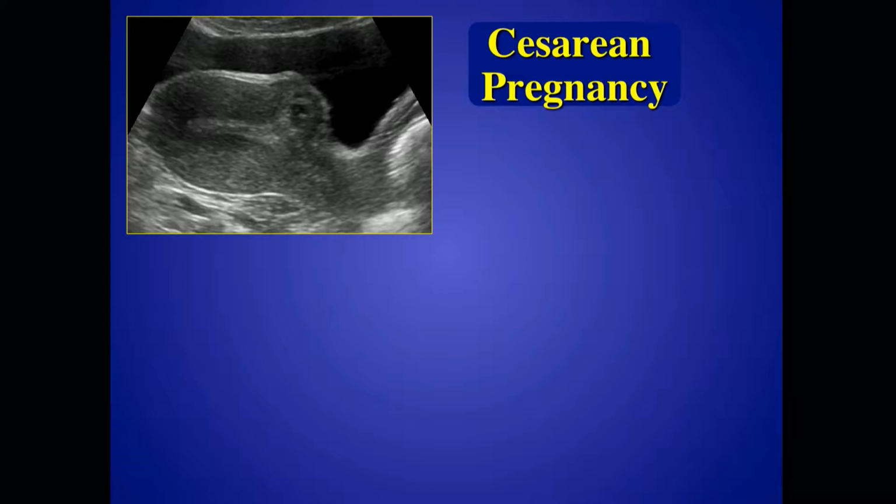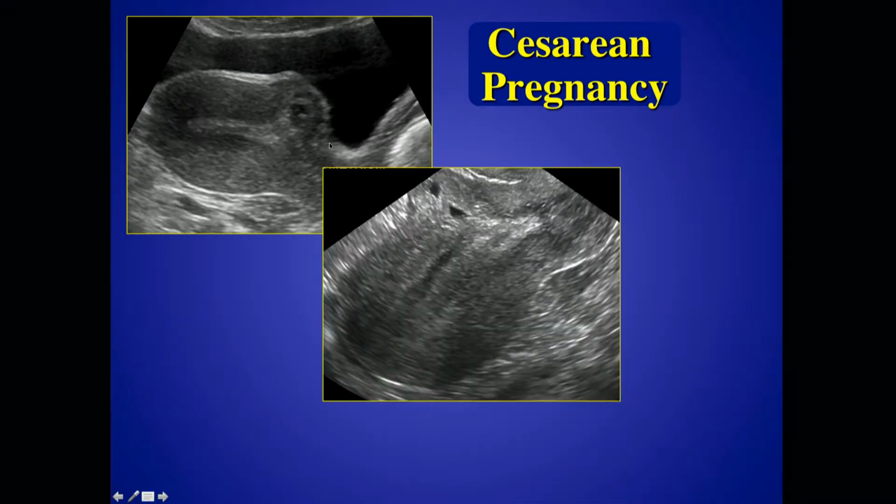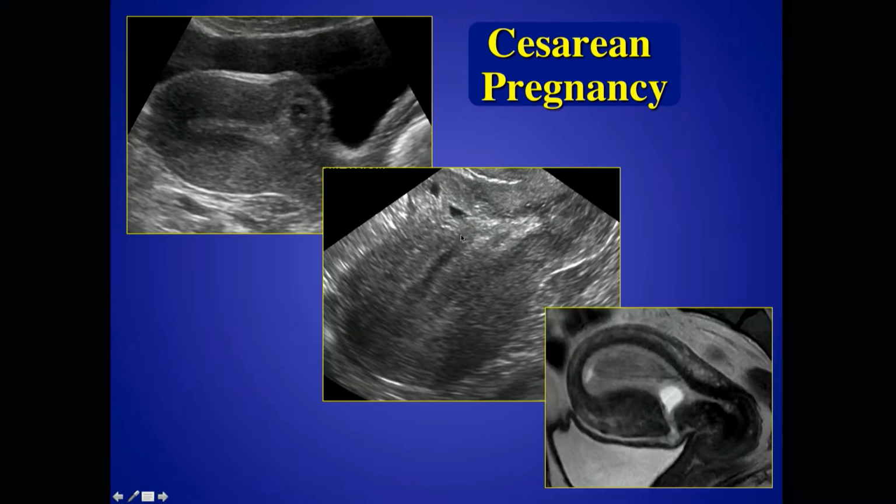Here's another example of a cesarean pregnancy. Again, notice the bulging along the anterior wall down at the lower uterine segment. And here's another one bulging anteriorly, worrisome appearance, and there's the corresponding MR.